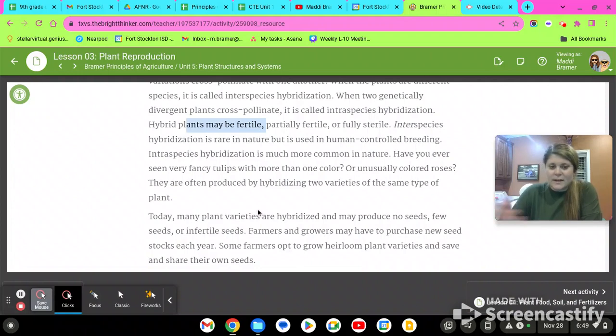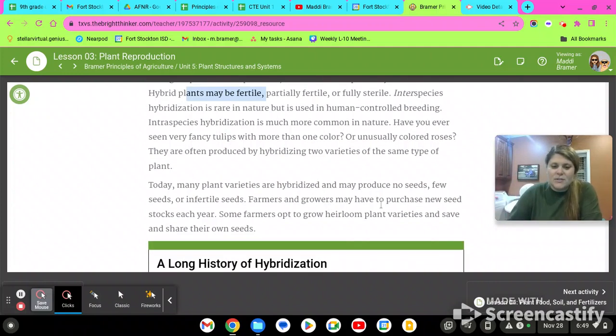Have you ever seen those fancy tulips that come in more than one color with the fancy ruffled leaves? They've got roses that are rainbow now. Yeah, rainbow roses, black roses. That's not natural. All this is coming from the hybridization.